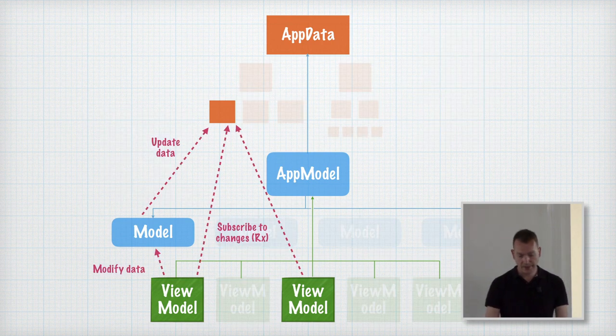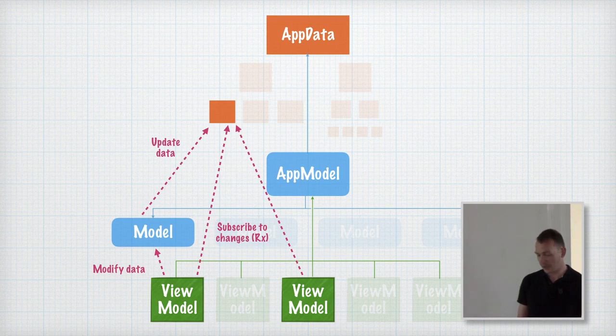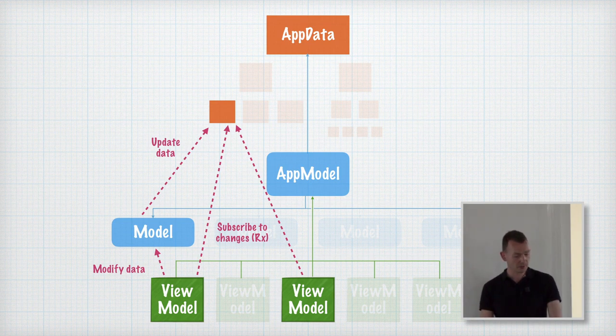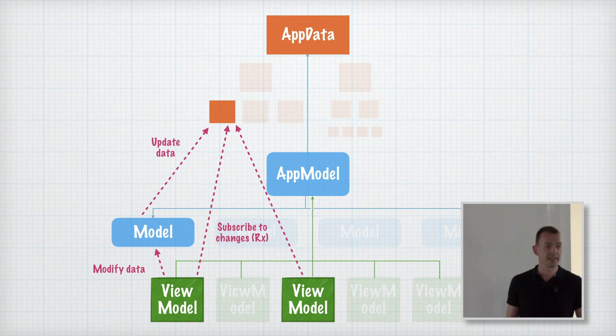The way it works is, let's say you want to modify some data. The view model calls a function on the model. That model modifies the data in that tree, so the entire tree gets updated. Then the root node of that tree notifies the root app model that there has been a change in the data, not exactly which data, but just that there has been a change. And then Rx takes care of that: whoever is subscribed to data that actually changed gets updated in the view models. And that makes sure that the views are updated.